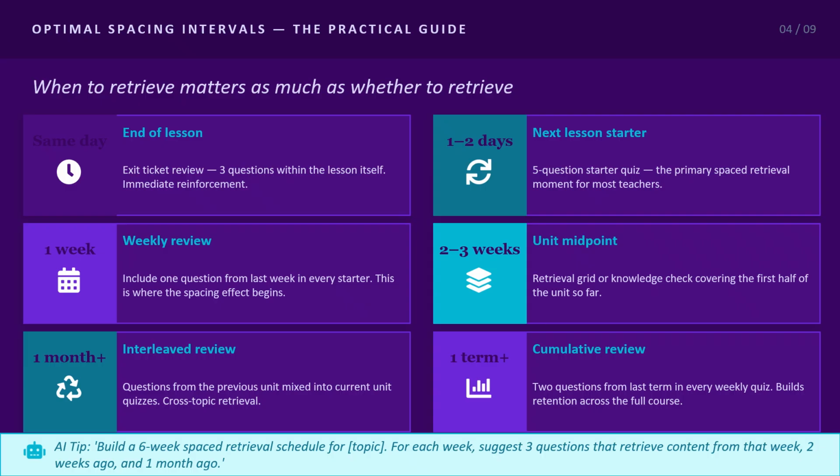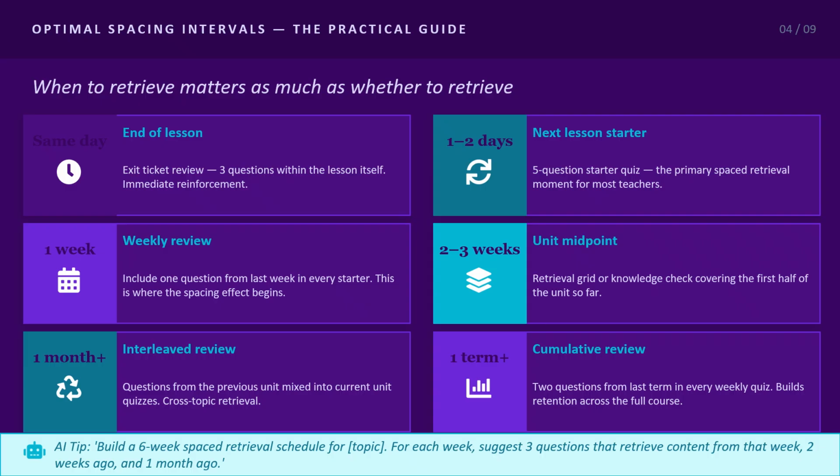And then you have one term plus, a cumulative review. Two questions from last term in every weekly quiz. This is the hardest to maintain without a system and the most powerful for long-term course retention. Students preparing for A-level or GCSE exams need to hold Year 10 content in memory through to the end of Year 11, and that requires deliberate, planned retrieval of that content at regular intervals across two years. Without a system, it simply doesn't happen.